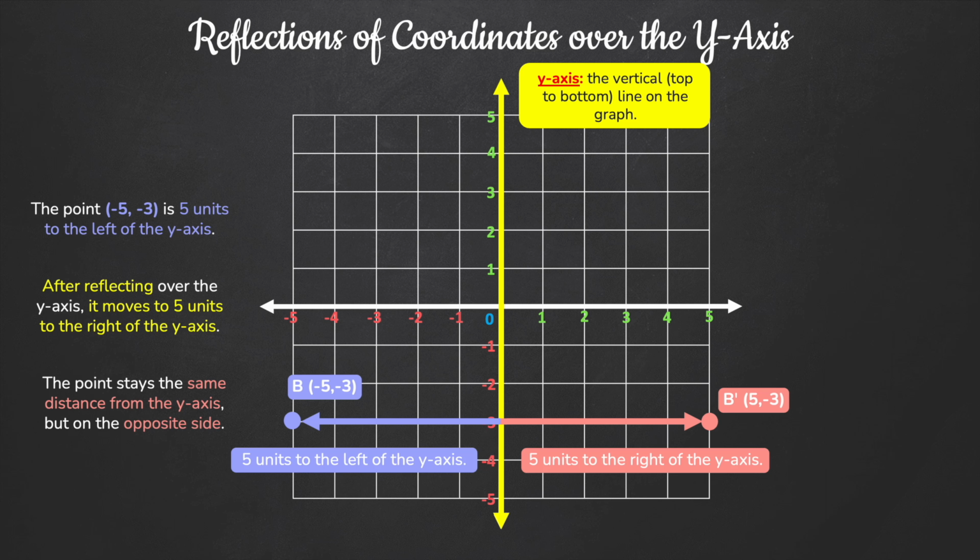So B was originally -5, -3. B prime is the reflection of B, and it is now at 5, -3. So we reflected it over the y-axis. Notice that the x values are opposites of each other, but the y value stayed the same. And that's what happens when we reflect over the y-axis.